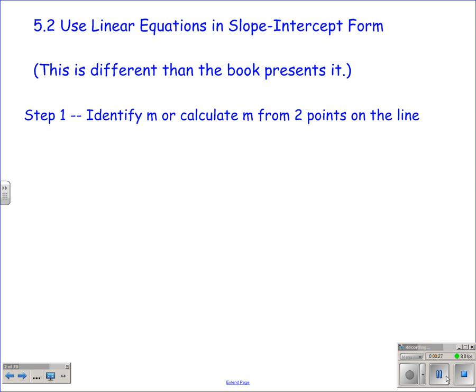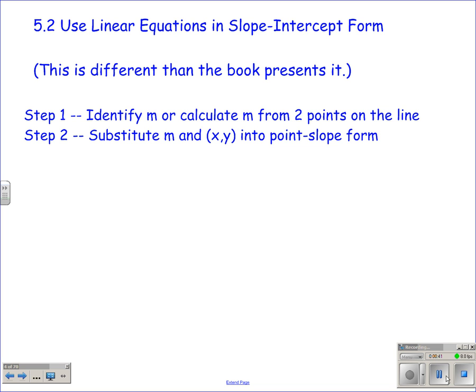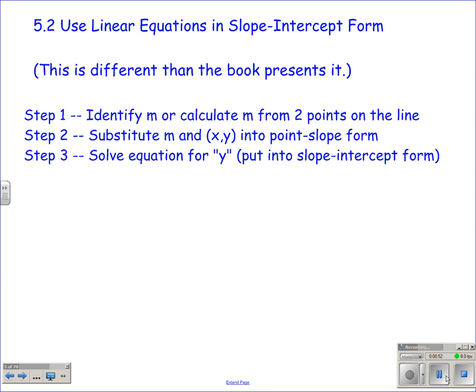Please take notes. Step 1, you need to identify your slope, which we all know is m, and you are going to calculate m from 2 points on the line if you are not given the slope. We are also going to substitute the slope and an xy pair into point slope form, just like we did for section 5.3 with point slope form. And finally, we're going to take that point slope form and solve that equation for y. So we are putting it into slope-intercept form in the end. All of the equations in this section will start out in point slope and get transformed into slope-intercept.